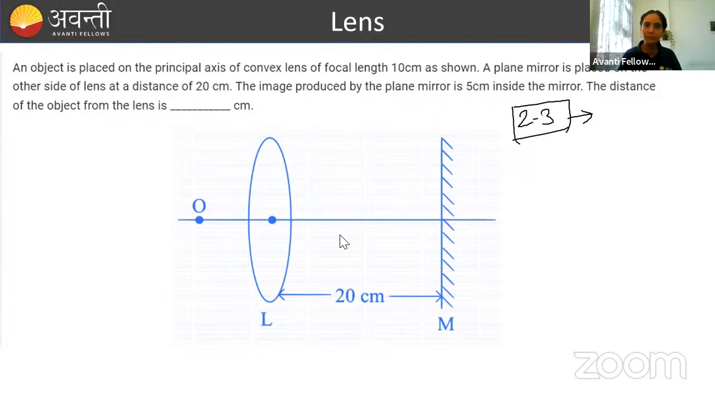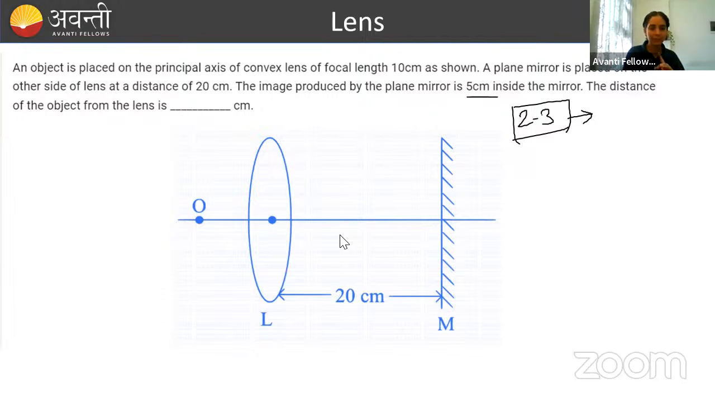An object is placed on the principal axis of a convex lens of focal length 10 centimeter as shown. Then there is a plane mirror here. So this is a combination of lens plus mirror, on the other side of the lens at a distance of 20 centimeter. Image produced by the plane mirror is 5 centimeter inside the mirror.